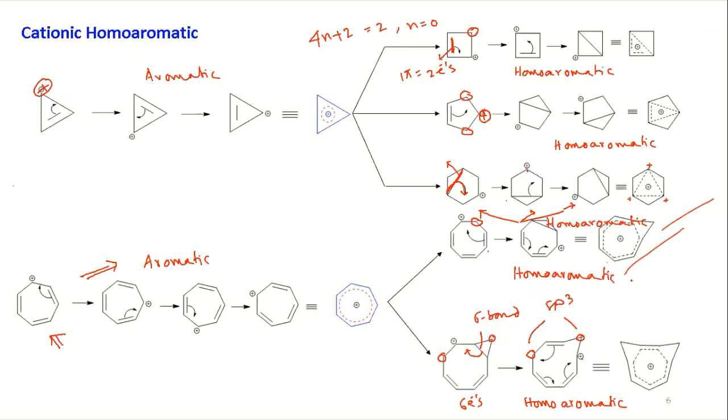Just look at the structures and how you can delocalize the pi clouds or the electron clouds, that you need to know. And what is the base structure? Is it aromatic or non-aromatic, or aromatic or anti-aromatic? Based on that, it will be homoaromatic or anti-homoaromatic.